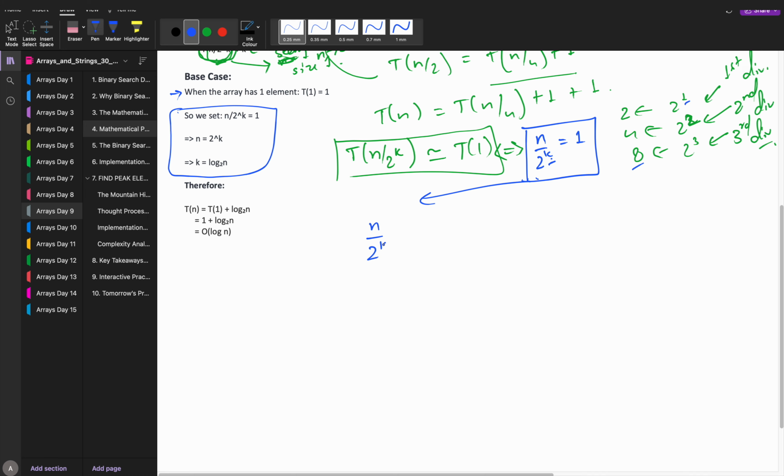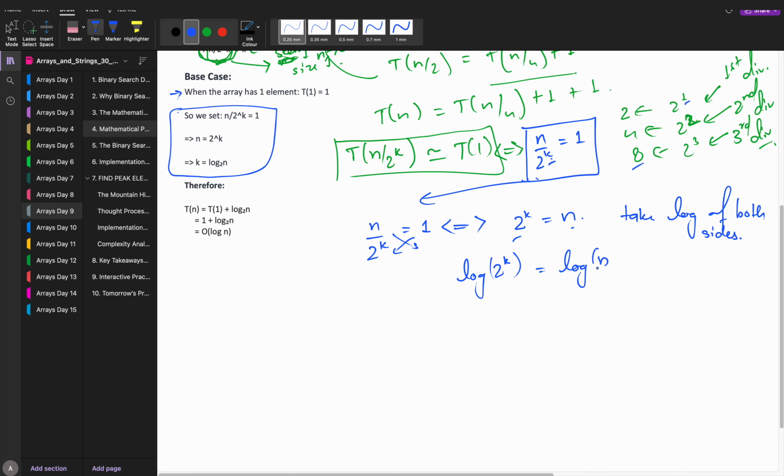n by 2 to the power k is equal to 1. So I can write it like, if I cross multiply, 2 to the power k is equal to n. Now this is exponential and this is just n, we can't solve it directly, so let's take log of both sides. Taking log of both sides, what will we get? Log of 2 to the power k is equal to log of n.